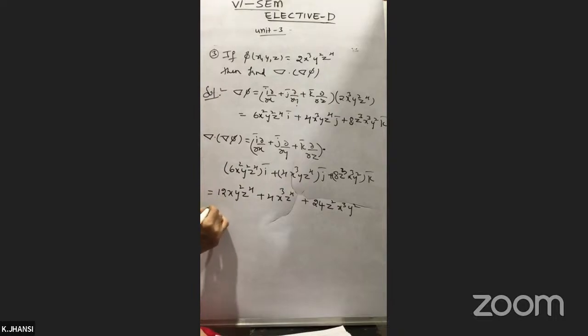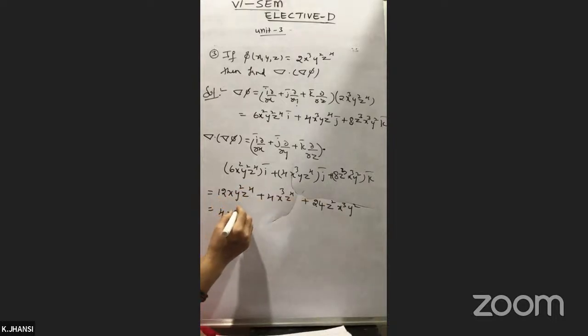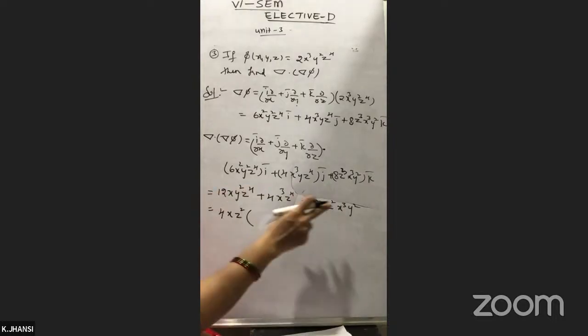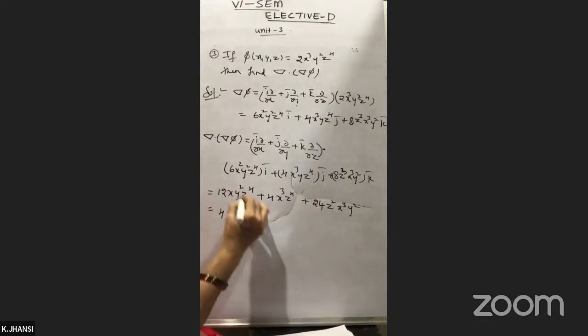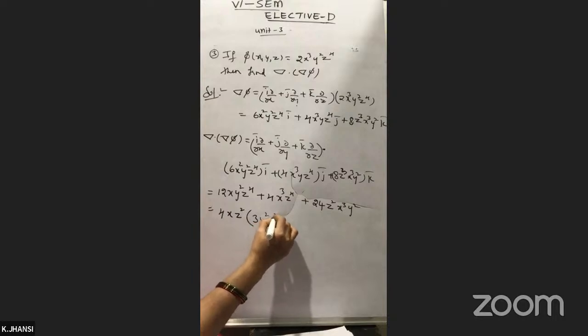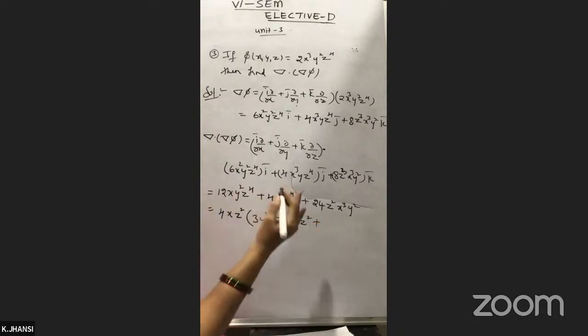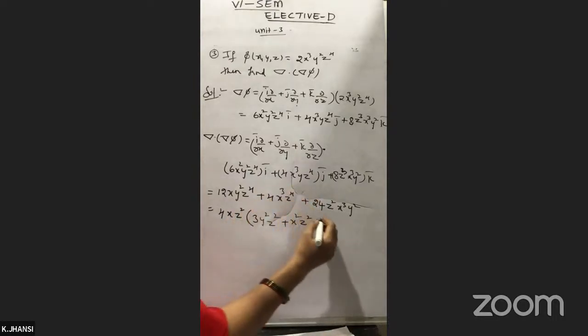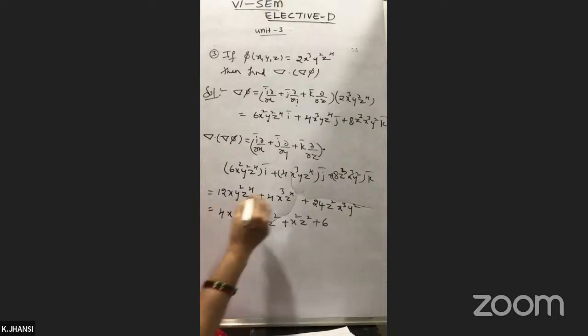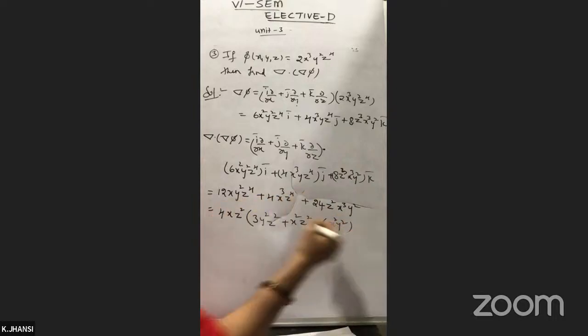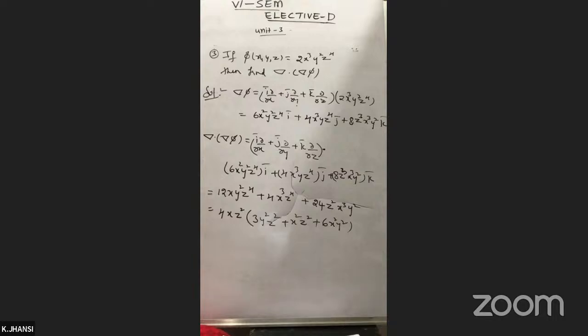You can take 4 common, and z square common from these terms. So 4 times 3 is 12, x gone means y square z square. Next, 4x, x is gone means x square z square. Then 4 times 6 is 24, z square gone, x is gone, so x square y square. Okay. Like this, we have to find the divergence of a vector with respect to the given functions.